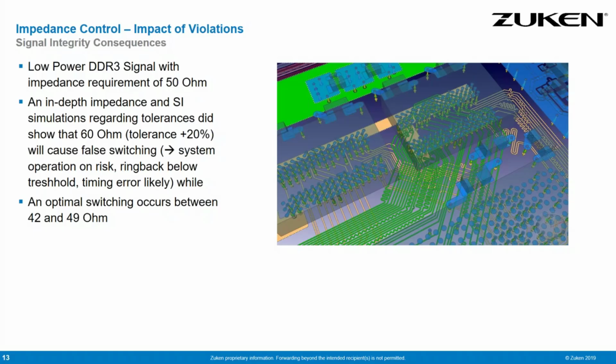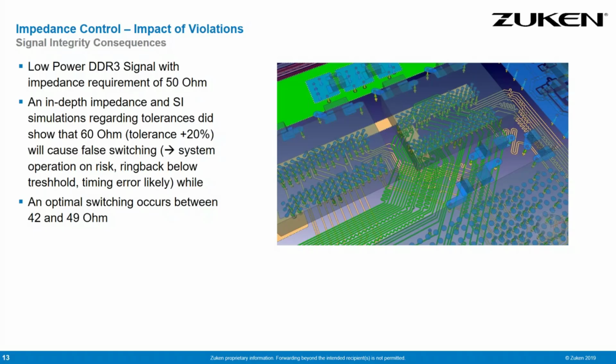If you ignore these impedance rules from the silicon vendors, you may put your board at risk. Here we have an example of a low power DDR3 signal from a customer project, which we supported last year, where the impedance requirement of the silicon vendor, Micron, was to route the trace with 50 ohms. The PCB layouter routed the trace with 60 ohms in close contact with the board manufacturer, taking into account they have a tolerance of plus minus 20%.